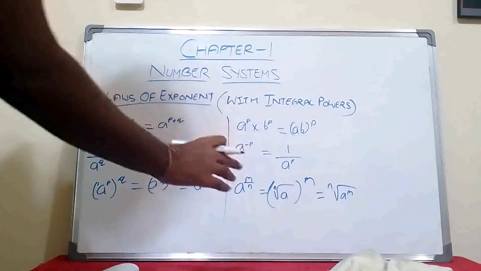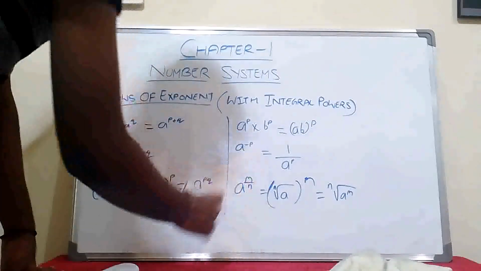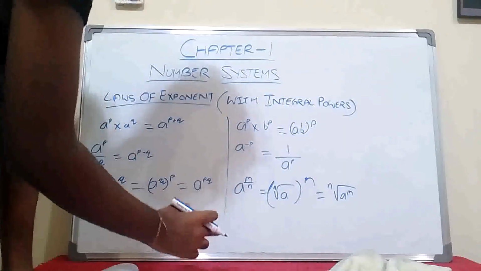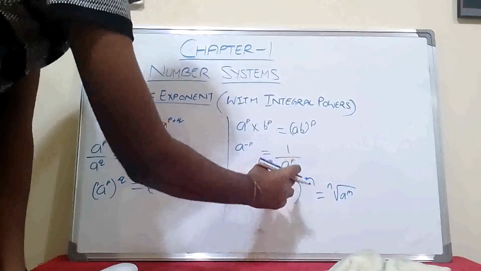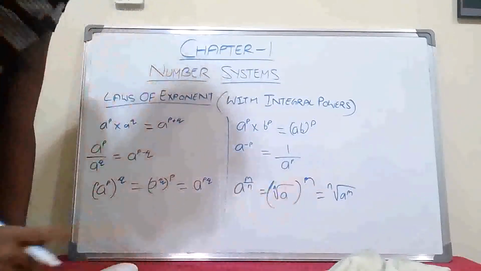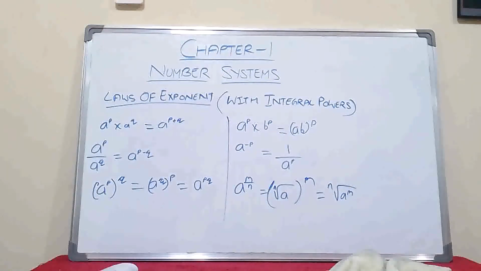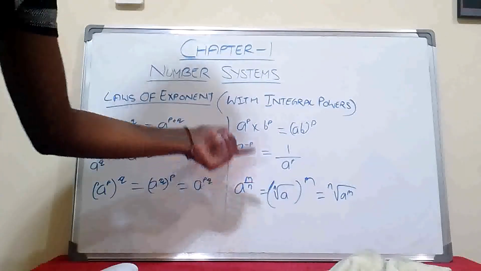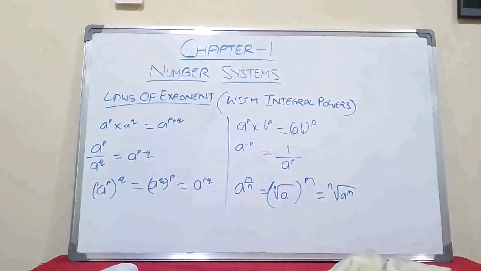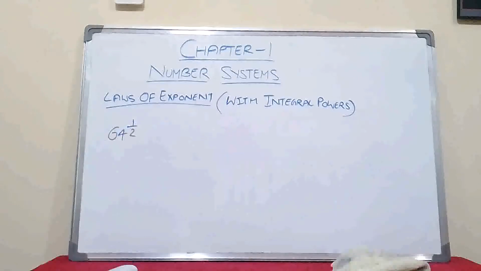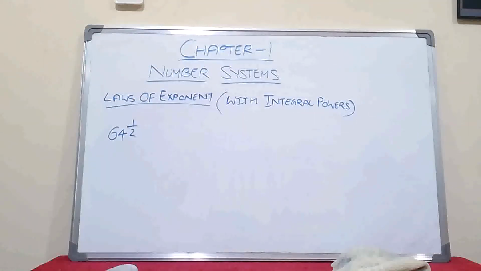And this is the last, the most important law that we are going to learn, that is a to the power m by n. Here it's a fractional power. So it will be equal to the nth root of a to the power m, which equals the nth root of a^m. This is the most important law that we're going to learn when we have a fractional power. The n goes as an nth root, and then we have m. For example, look here. We have a question, 64 to the power 1 by 2.